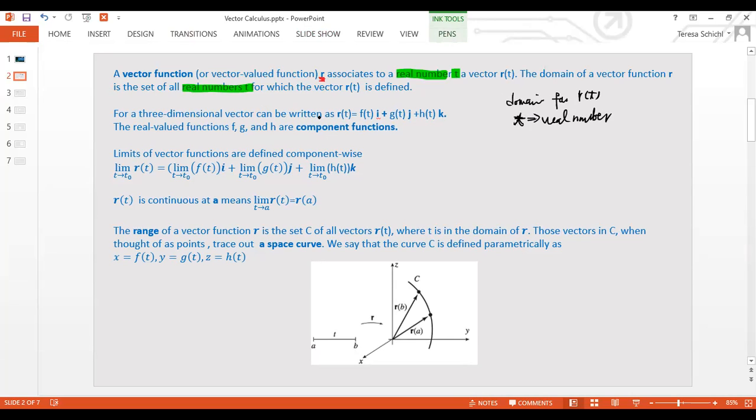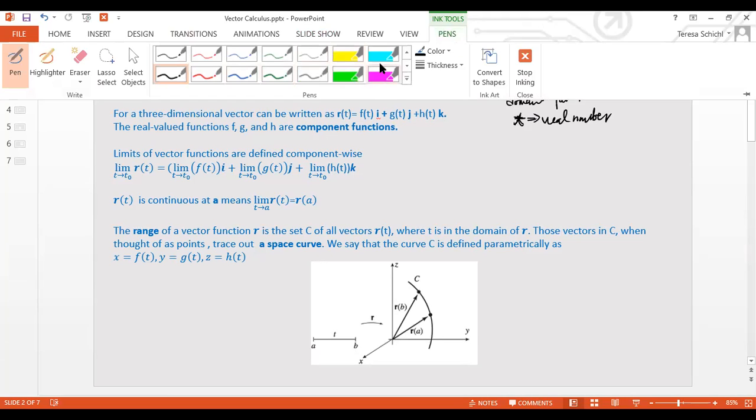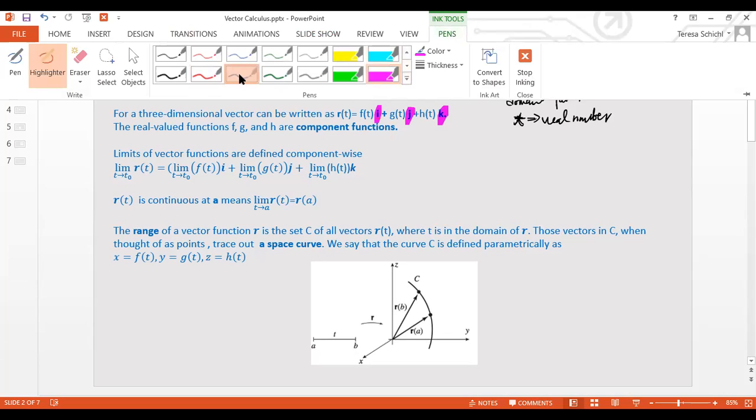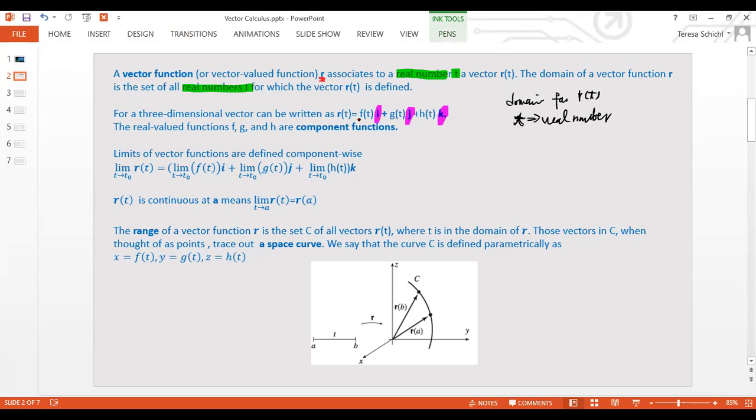For the 3-dimensional vector, that's why we call it vector functions. You can expand it to 3-dimensional, 4-dimensional, 5 dimensions. For the 3-dimensional vectors, we have i, j, k: the x axis, y axis, and z axis. For each one, we have a real-valued function: f of t, g of t, h of t. Those three functions are just functions of the real value t, and we call f, g, and h the component functions.